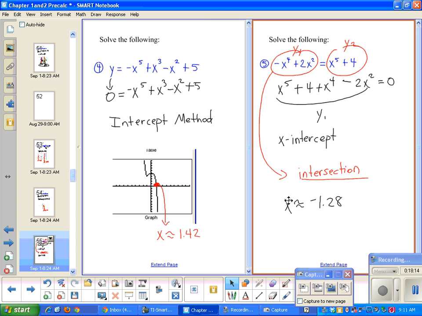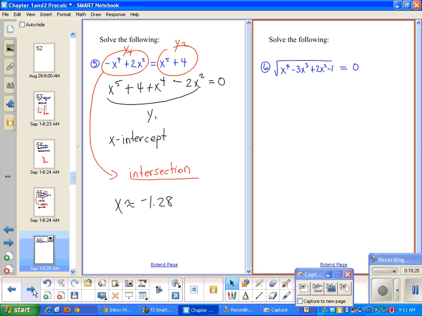And there we have that one solution for that problem. Okay, a couple more problems here, a little more practice. Now these are just a little bit different. The one here I have a square root. Okay, so I have a radical equation.